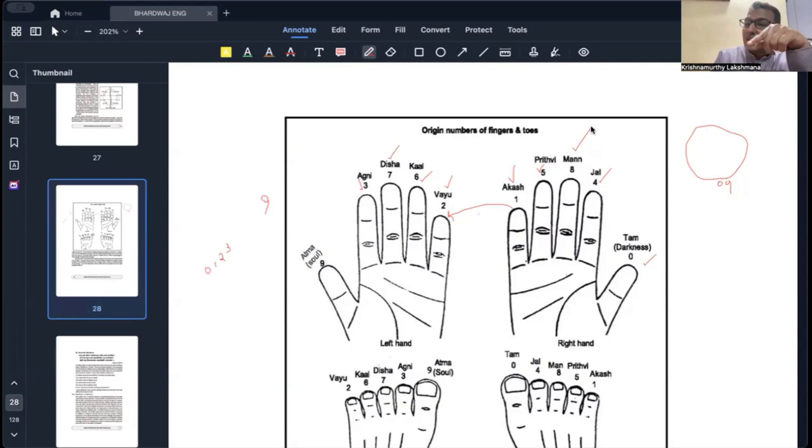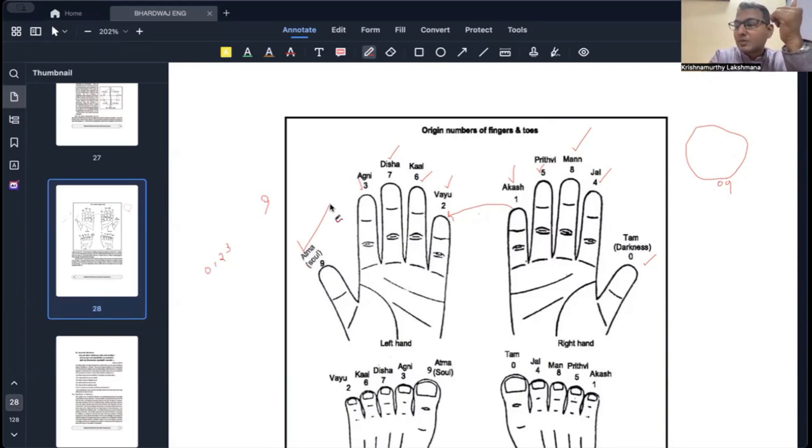Where do I reach? It should reach the circle. Left thumb. So the circle should meet 0 and 9. So the next number is 9, and it is the smallest. We are going back from the tallest to the shortest. So the left thumb is number 9.